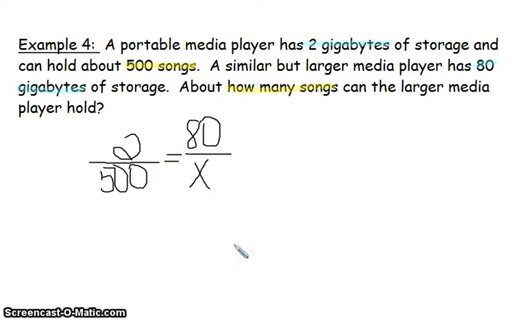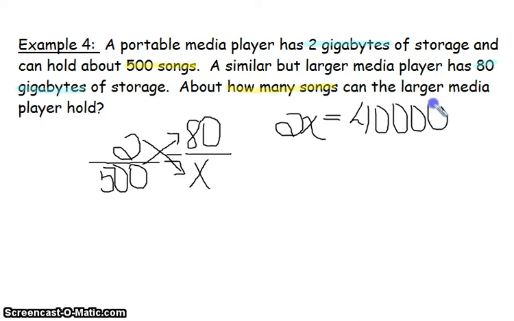I can use cross products to solve this and find out how many songs I can have on the larger media player. So I'm going to use cross multiplication. 2 times x gives me 2x. That's very simple. And I don't have to worry about the distributive property or anything in this problem because I only have one term in each numerator and denominator. So I'm just going to multiply 500 times 80, and that's going to give us 40,000. Be careful, make sure you don't lose any zeros there.